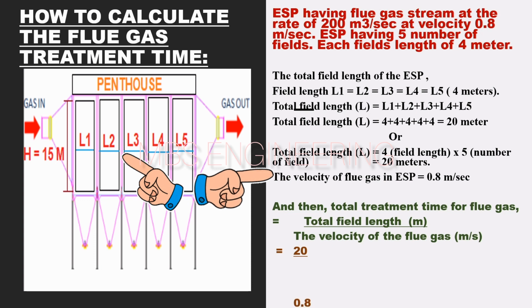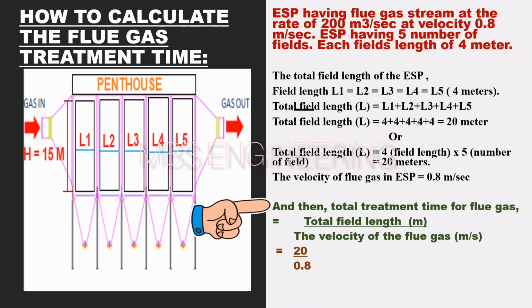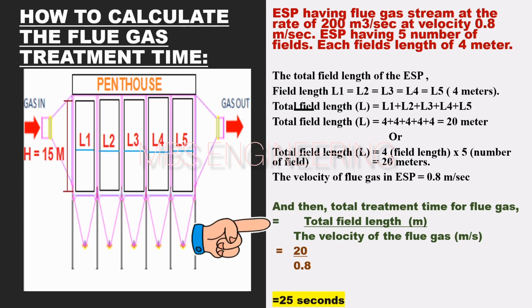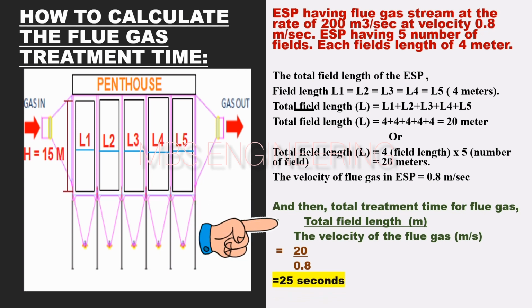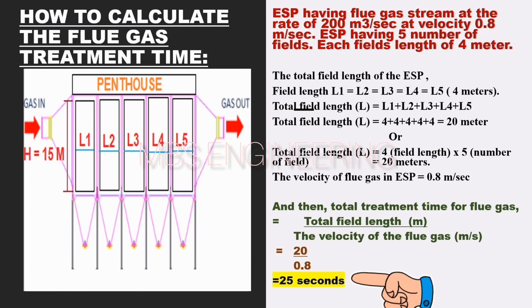And then, total treatment time for flue gas. The total flue gas treatment time is equal to the total field length in meters divided by the velocity of the flue gas in meters per second. Next, 20 divided by 0.8. Based on the above operating parameters and equation, the obtained value of the total flue gas treatment time is 25 seconds.